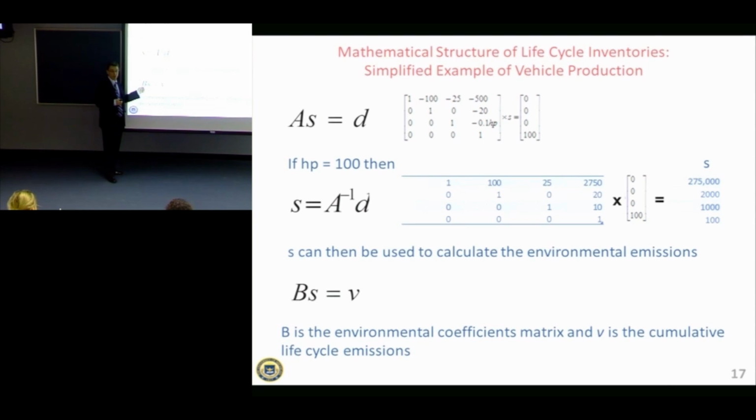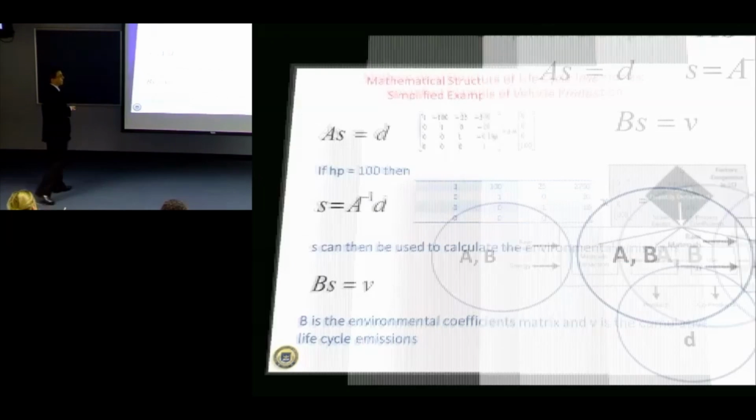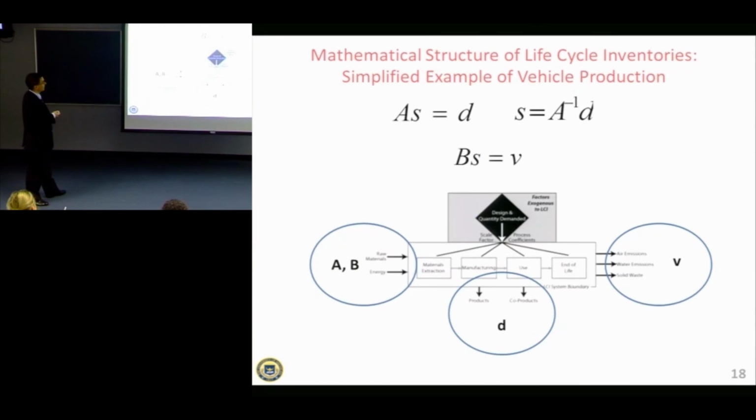Well, we can come up with another matrix, B, that is associated with the processes A that lead to the environmental impact, which we'll call V here. Okay, so that's why we need to compute the scale factor. So let's look at an example matrix of B. So B times S equals V.